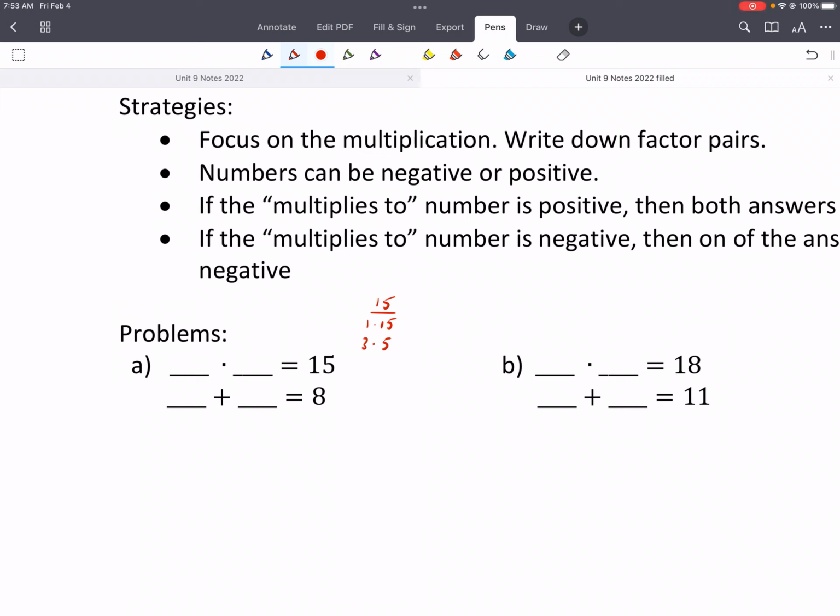All right, then it says numbers can be positive or negative. So we kind of talked about that up above as well. So keep that in mind. I'm trying to think of any examples. So if you ever have a negative for either of those, then either one or both of your numbers will be negative. So just keep that in mind. All right, we'll have an example of both of those as we go along. It says if the multiplies to number is positive, we'll get into that. I don't want to have too much at one time. We'll talk about that as we go.